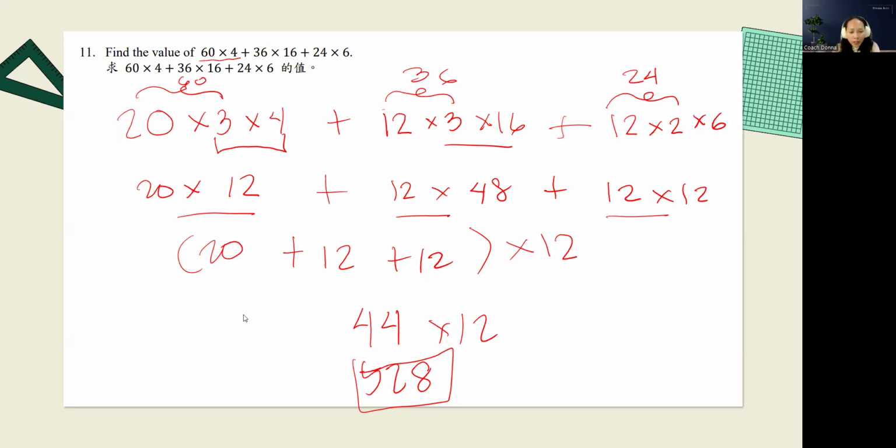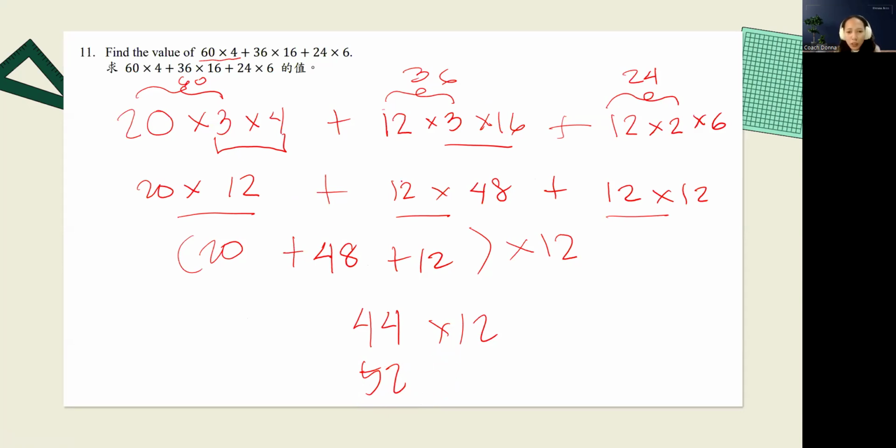Oh, wait a while. It seems that there's something wrong with my calculation. Teacher, the middle number is supposed to be 48. It's supposed to be 48, not 12. Yeah, that's right. That's why there's something wrong. Thank you so much for pointing that out. So 48 should be right here.